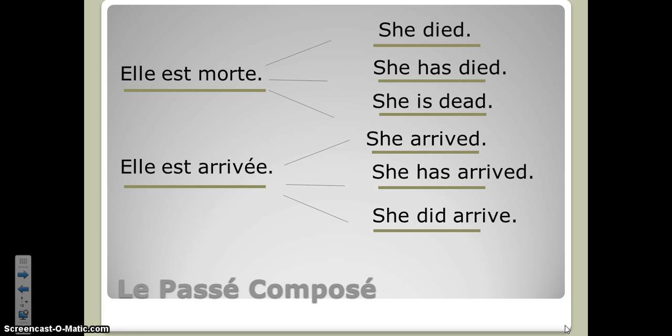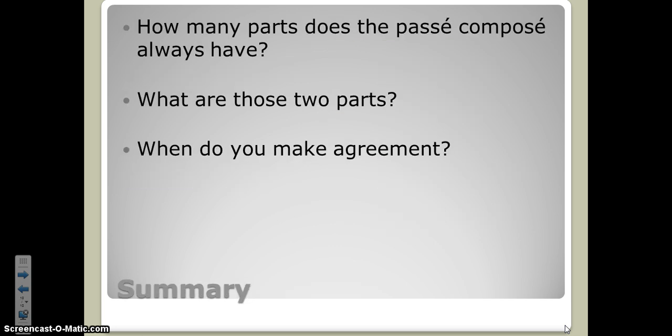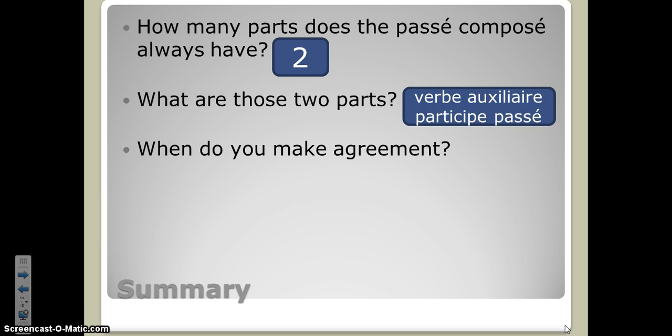Now, I want to point out that yesterday I said that the French don't use helping verbs in the present tense, but they certainly use helping verbs in the passé composé, and that's why it's also important to know the distinction. Let's just ask ourselves 3 questions, and you can even jot them down if you want, or see if you can answer them before I say them. How many parts does the passé composé have? 2. What are those 2 parts? In English, you can say a helping verb and a past participle, but just looking at those French terms, verbe auxiliaire and participe passé, just to be familiar with them.